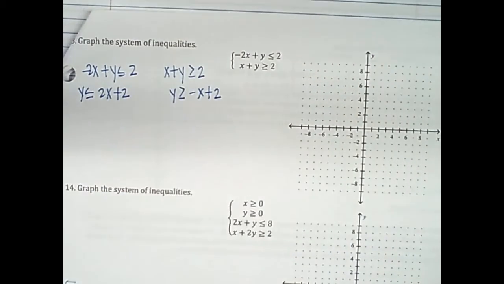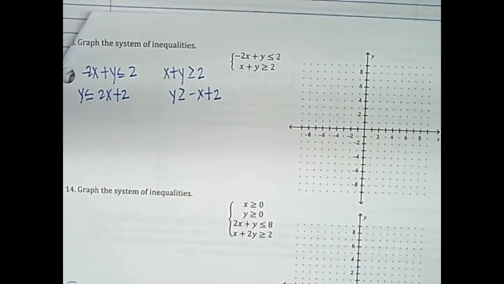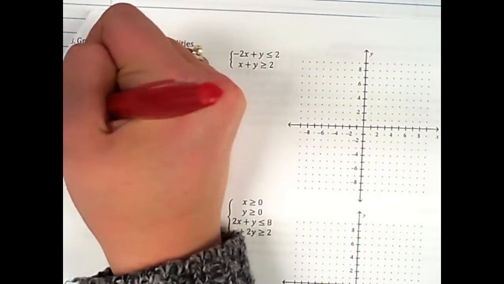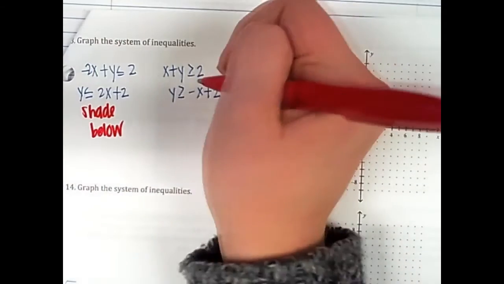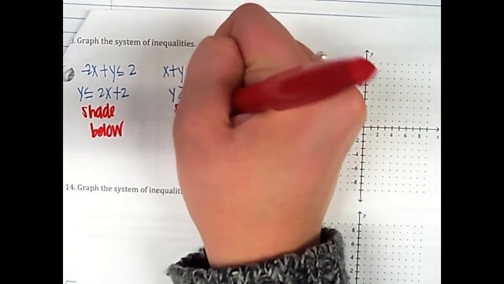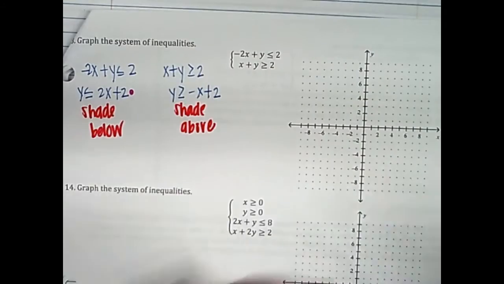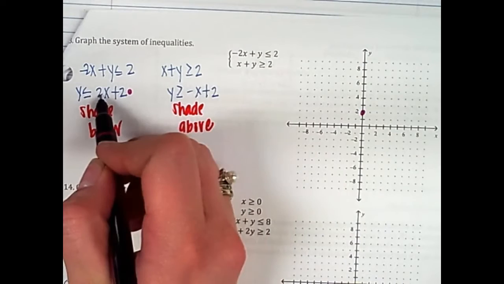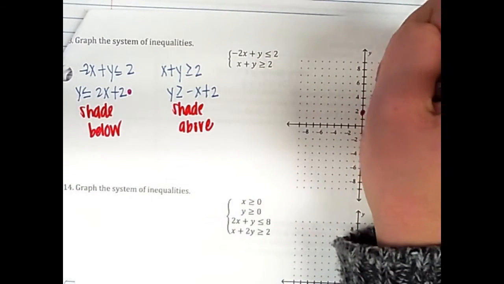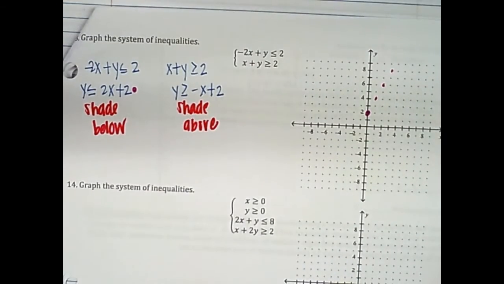Now that they are in y equals mx plus b form, I'm going to first write down where we're going to shade. It's less than, so we're going to shade below, and greater than, which is shade above. Okay, my first line, I'm going to do in pink, so 2x plus 2, which means we start at 2, my y-intercept, and my slope is 2. So I go up 2, over 1, up 2, over 1, up 2, over 1, and I can graph my line.